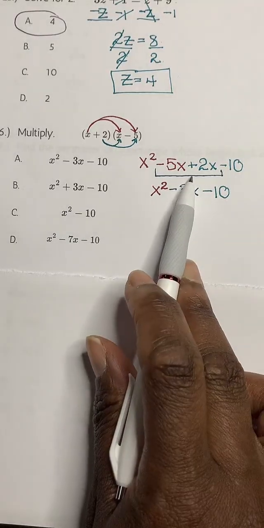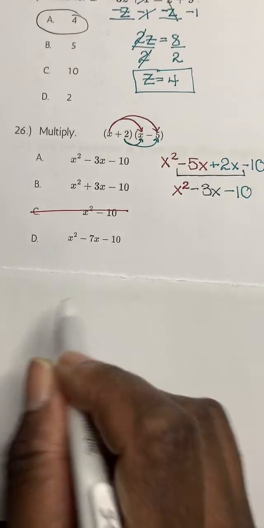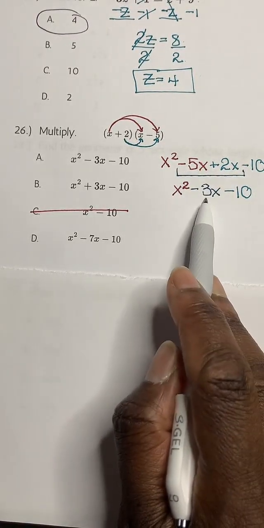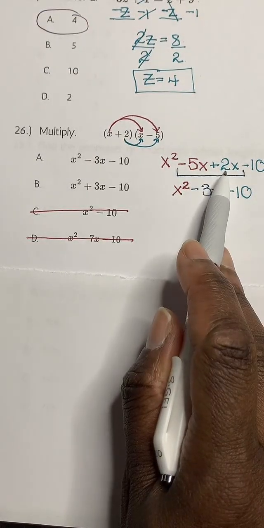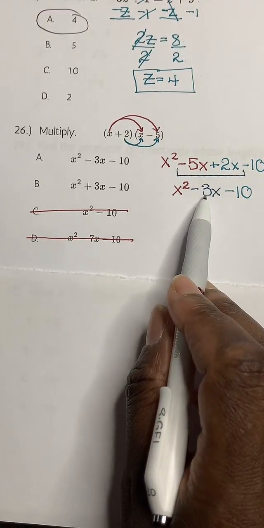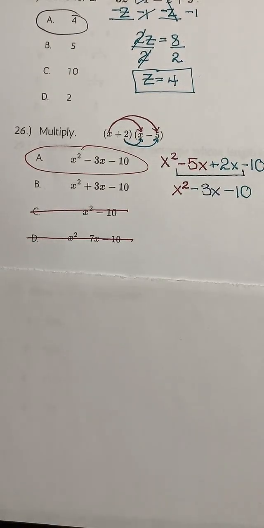So since we have a middle term, that's why option C is going to be gone. And when we combined it, the signs were opposite, so it's not going to be a 7. We're not adding them, we're actually going to be subtracting. When the signs are opposite, you subtract, and it gave us a negative. So our answer is A.